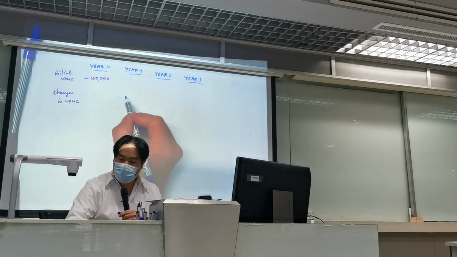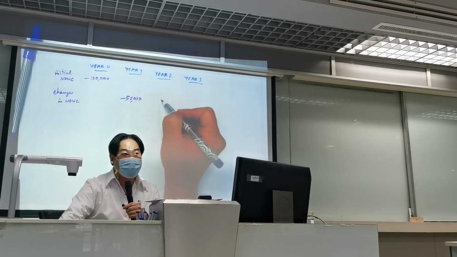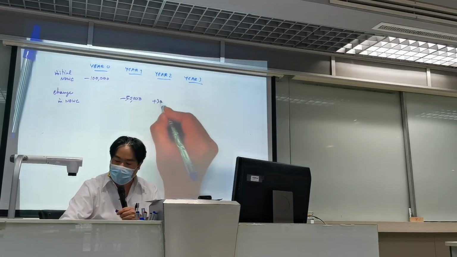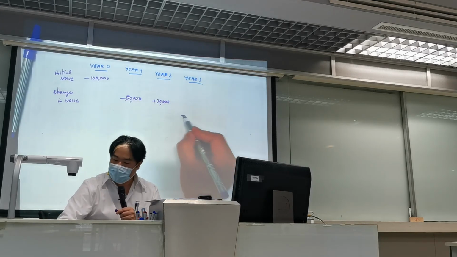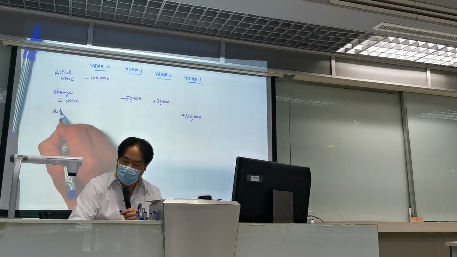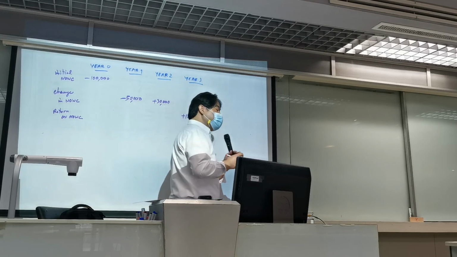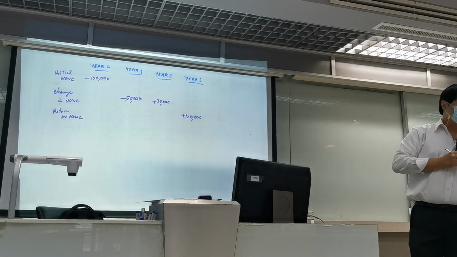Remember, right? The company needs to invest 50,000 more at the end of year 1. At the end of year 2, the company reduced investment in NOWC by getting back 30,000. And last one, the company gets 120,000 back. This is return on NOWC. So these are cash flows related to our NOWC in just the project I just discussed with you.